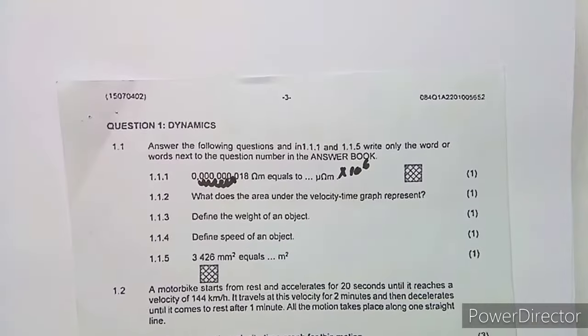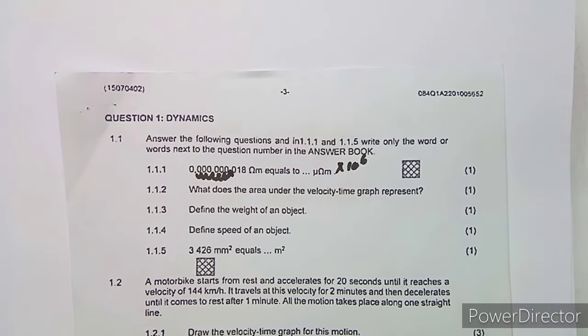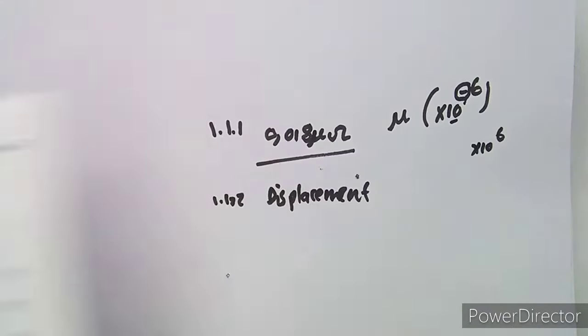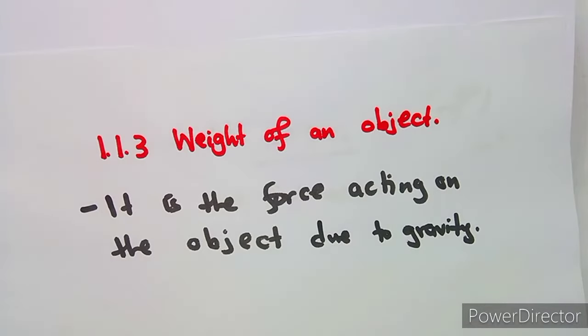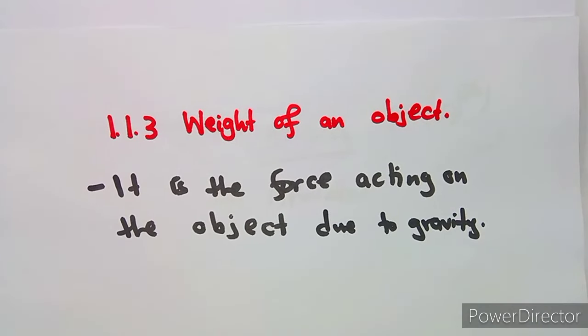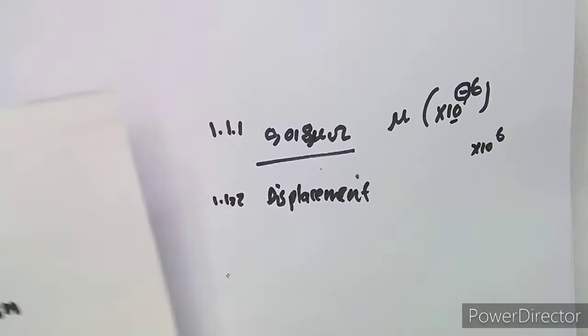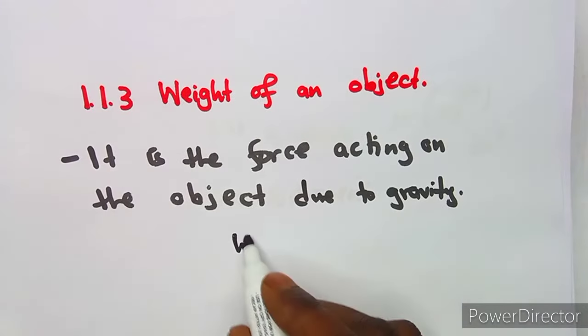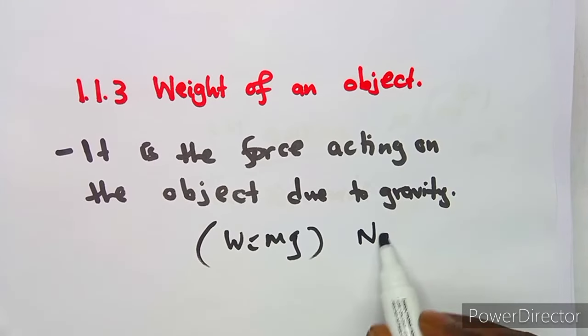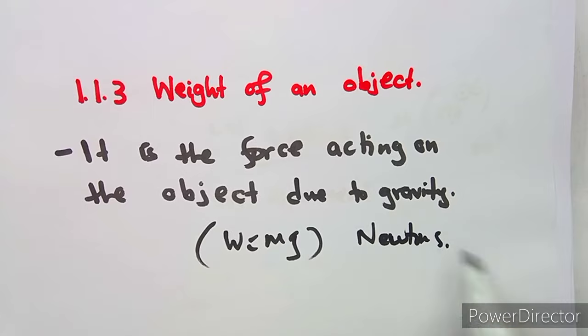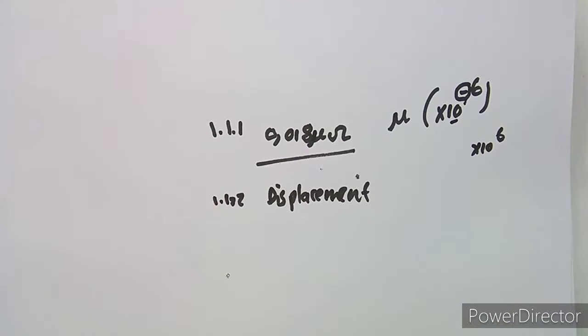Then on 1.3, we are asked to define the weight of an object. Remember, the weight is simply the force that is acting on the object due to gravity. That is the weight of an object, which is the force acting on the body due to gravity. We know that weight is equivalent to mg, which is measured in newtons. So that's your weight there for you.